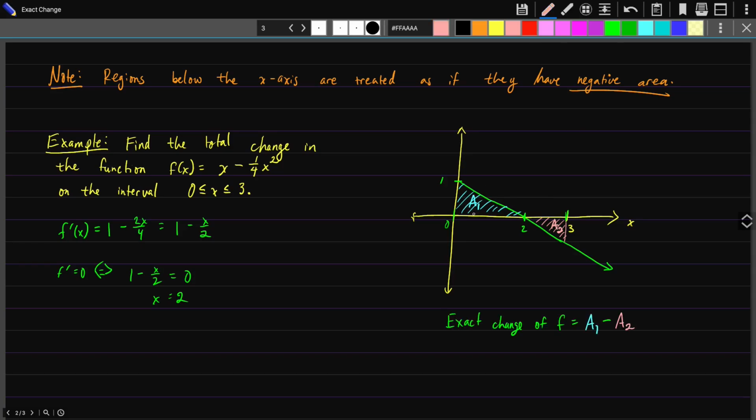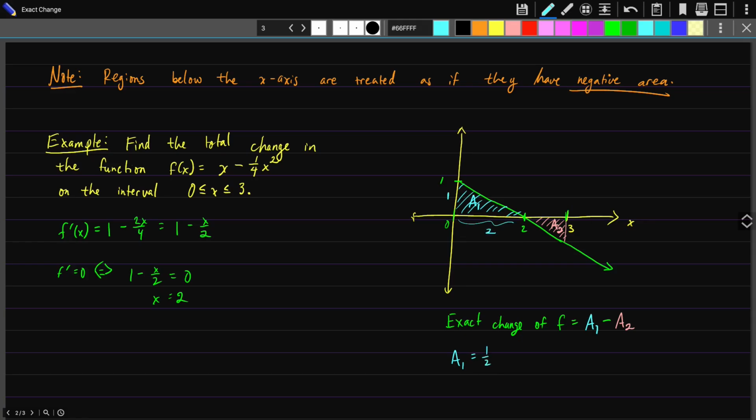So we're going to compute the areas of both of these triangles using just elementary geometry. And then to find the exact change of f over the whole interval, we take the area of the triangle that's above the axis, we count that one positively, and then we're going to add the area of the triangle that's below the x-axis. But because it's below the x-axis, we actually count it negatively, and that's why we get this minus sign here.